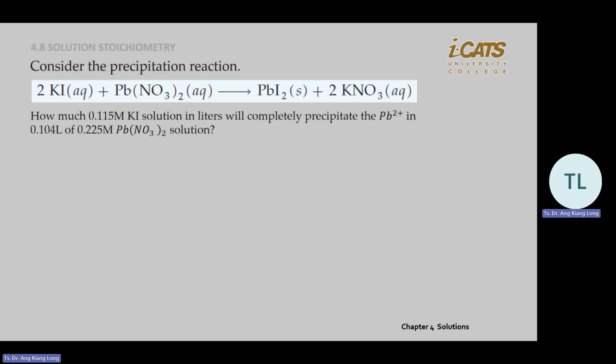So you are given 0.104 liter and your capital M. This one, capital L multiplied by capital M, you get volume. Sorry, you get mole. This one you get 1 mole already. So once you get mole, you get this mole.